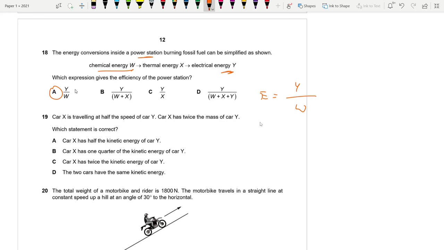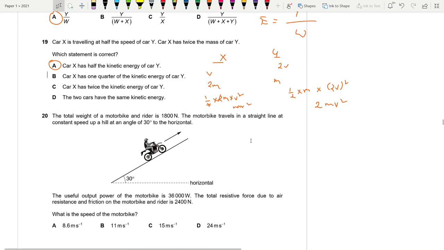Car X is traveling at half the speed of car Y. Car X has twice the mass of car Y. Which statement is correct? Okay, so this is X and this is Y. So Y is 2V, X is V, X is twice M, Y is just M. So we can say that this is half into twice M into V square, Y is half into M into twice V square. So this is MV square. What about this? This is 4 by 2. So 2MV square. So Y has double the kinetic energy. Or X has half the kinetic energy, right? 19A looks good. Nice. So 20.